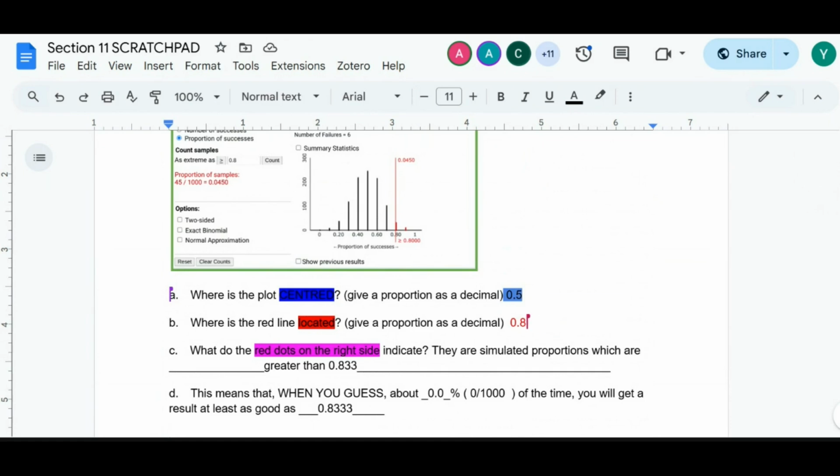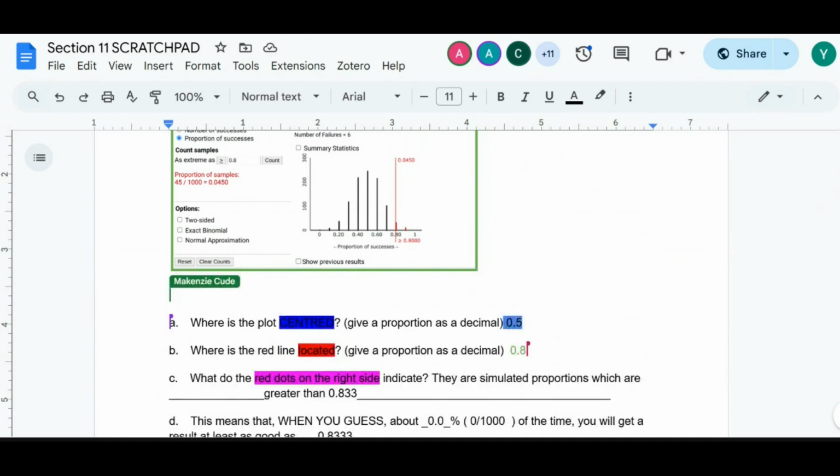Where's the red line located? Now, this one could use green because the green group had a score of how much? The red line is always located at your observed score, which is 0.8. Good. What do the red dots on the right side indicate? They are simulated proportions that are greater than 0.8.